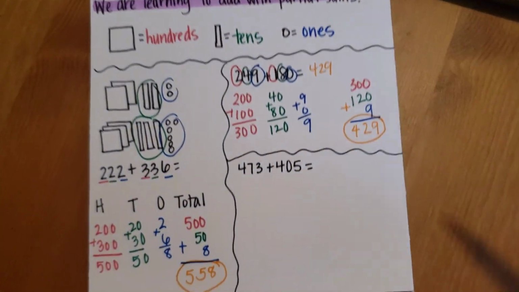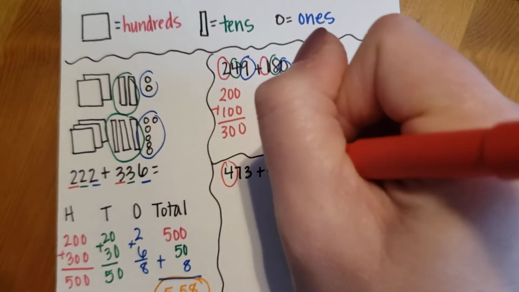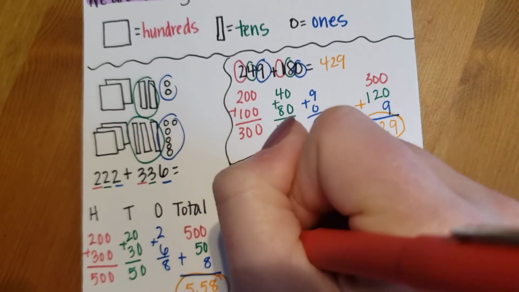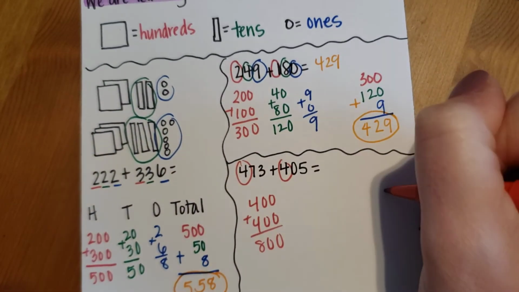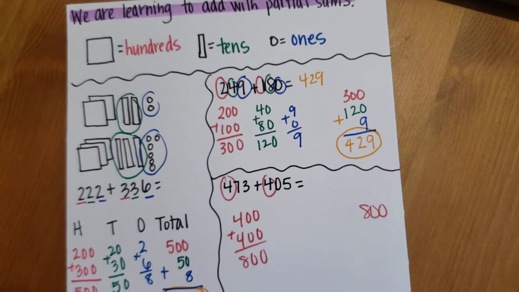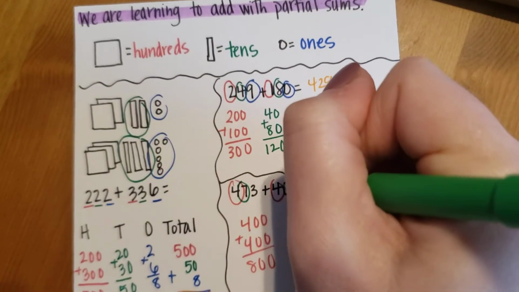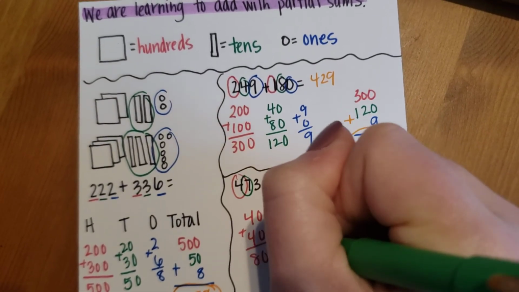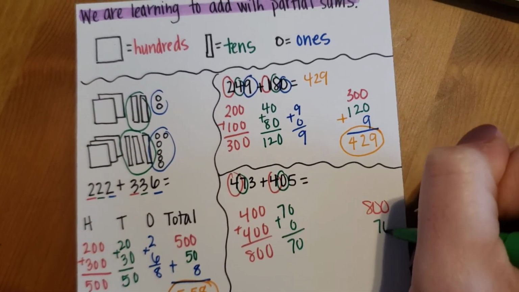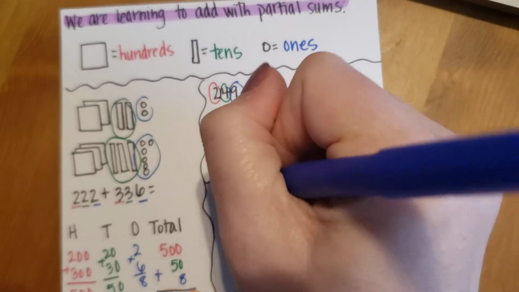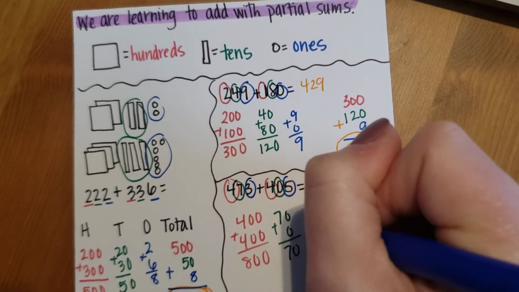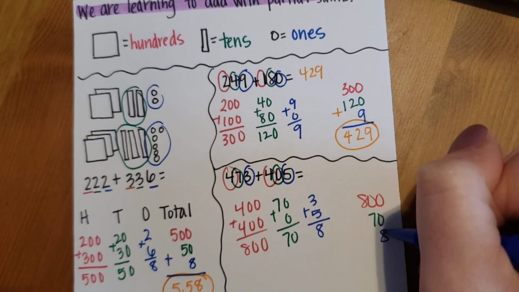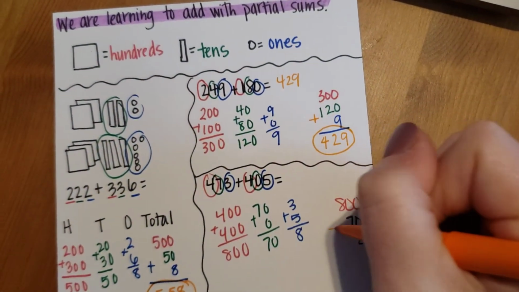So I'm going to start by doing my 100 spot again. So I have 400 and I have 400. And that equals 800. I'm going to put my 800 over here. My 10 spot, I have a 7, which is 70, and I have a 0. So really, this is just 70 plus 0, which is 70. Add that over there. And I have my 1 spot, 3 plus 5, which equals 8. And now I can add these all up.